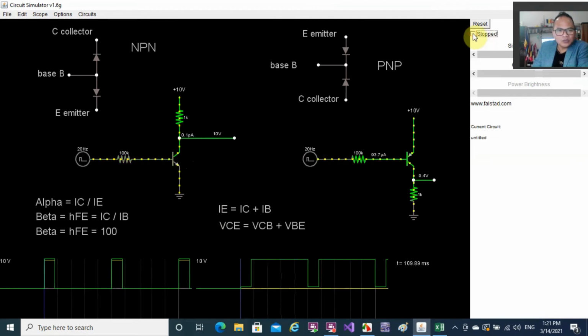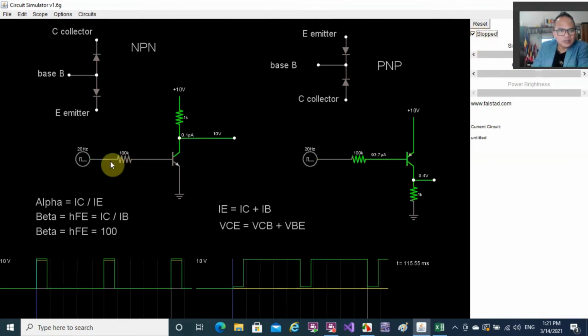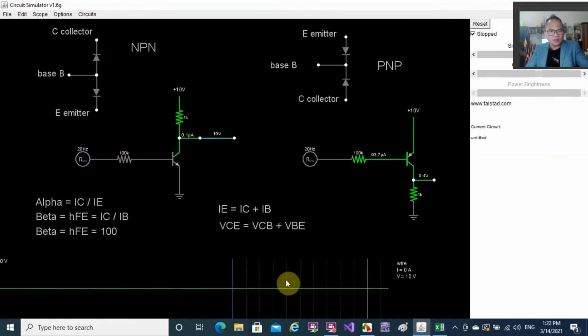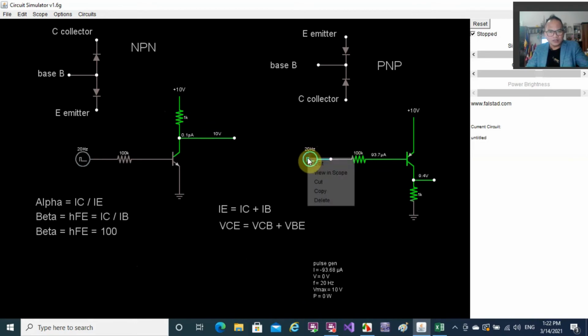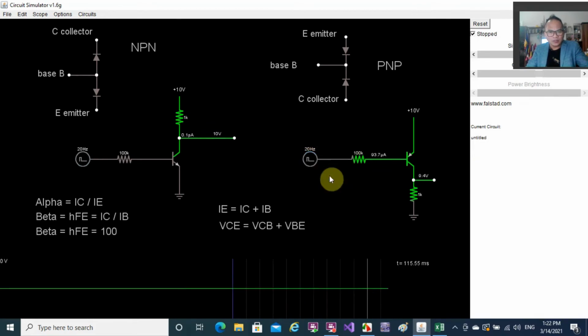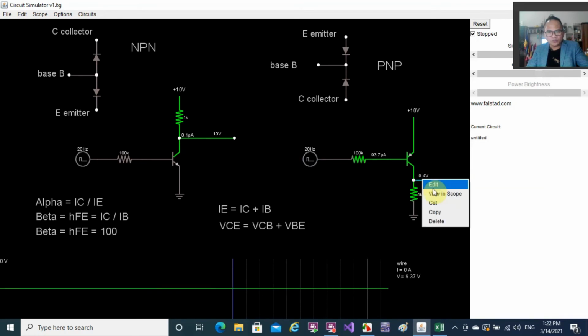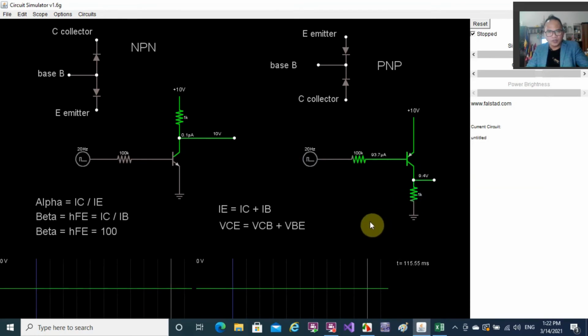Start again to see what is off. So this is off, so no current, and then we have an output of 10 volts. Let's proceed to the PNP, and it has the same value of our input. So erase, remove our oscillogram, and view scope our input here and view scope our output of the PNP.